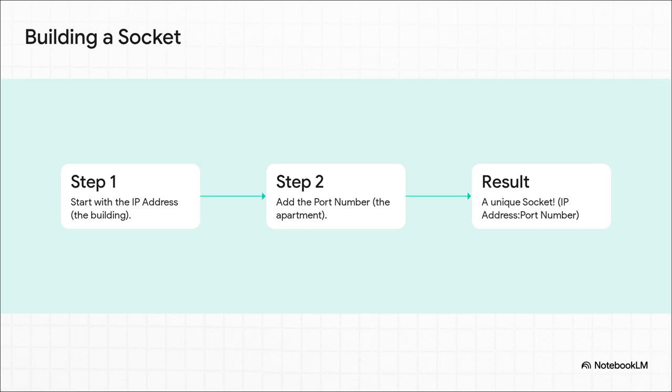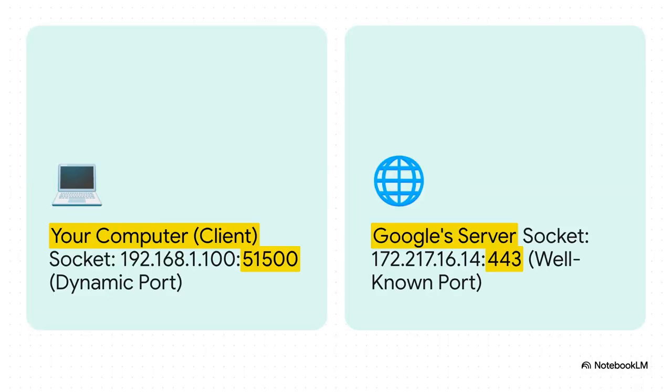So if the IP address gets data to the right building and the port number gets it to the right apartment, the socket is the complete, totally unambiguous address for one specific end of a digital conversation. Let's see how this actually works.